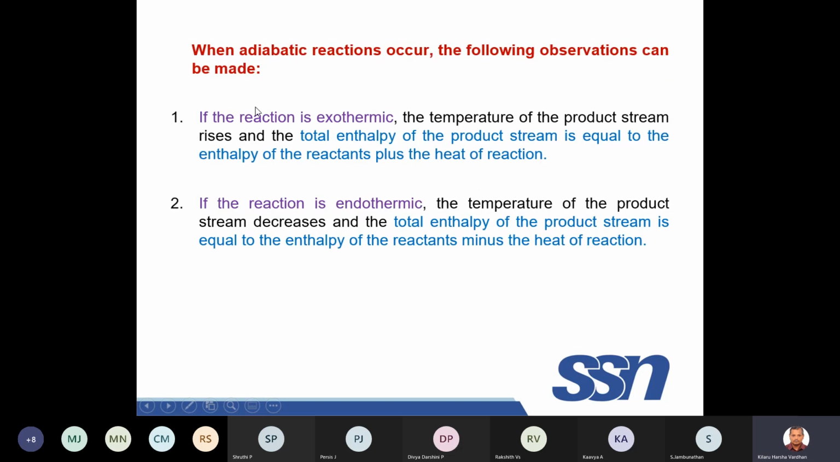So here the important thing is, if the reaction is exothermic, then the total enthalpy of the product will be equal to the enthalpy of the reactants plus the heat of the reaction which is being liberated. That heat you have to add to the reactants to give you the enthalpy of the product. Whereas if the reaction is endothermic, then the total enthalpy of the product will be equal to the enthalpy of the reactants minus the heat of the reaction, because you are giving the heat out, right? So these two things are very important.